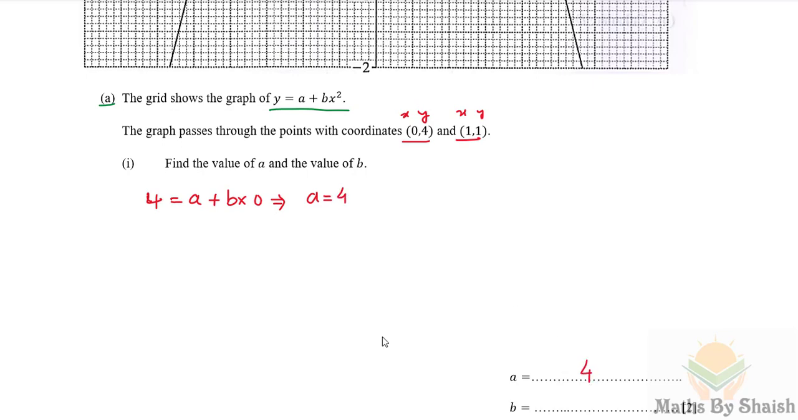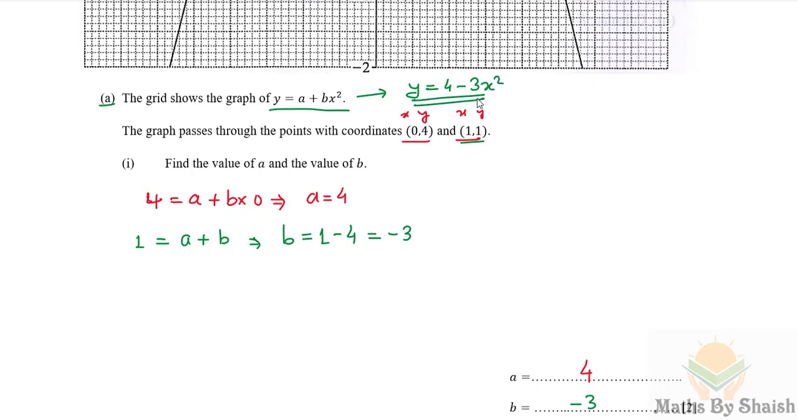Now for b we'll substitute this value here, and means y is 1 when x is 1. So a plus b times 1 squared, that is 1 only, and hence a plus b is 1, so b equals 1 minus 4, and 1 minus 4 is minus 3, and hence the b value is minus 3. So in this way we get the values of a and b, and we can also say that the equation of the curve becomes y equals 4 minus 3x squared.